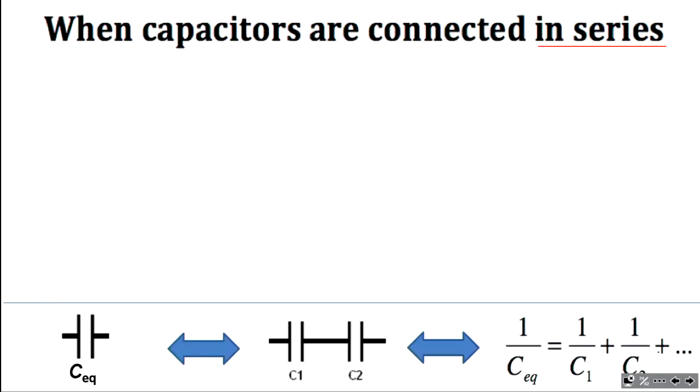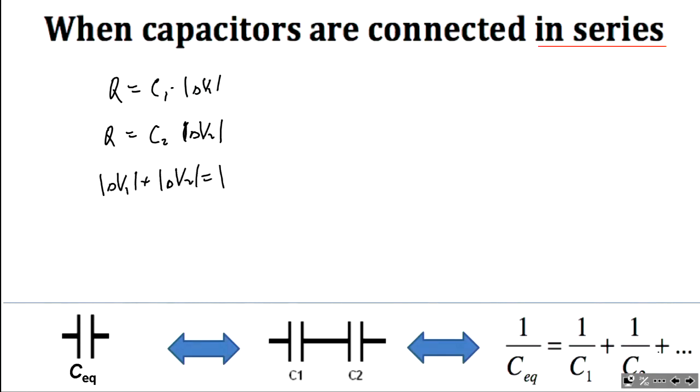So, Q equals C1 times delta V1. The same Q equals C2 times delta V2. And delta V1 plus delta V2 equals delta V. And these equations are related to a situation when we have 2 different capacitors connected to the same battery in series.